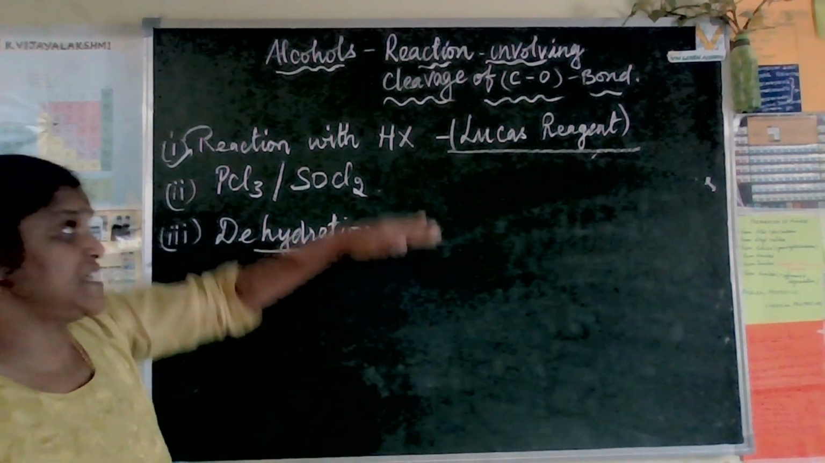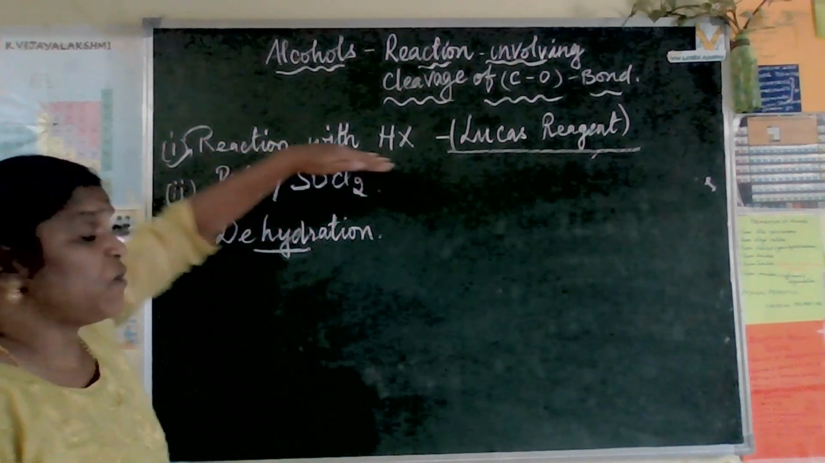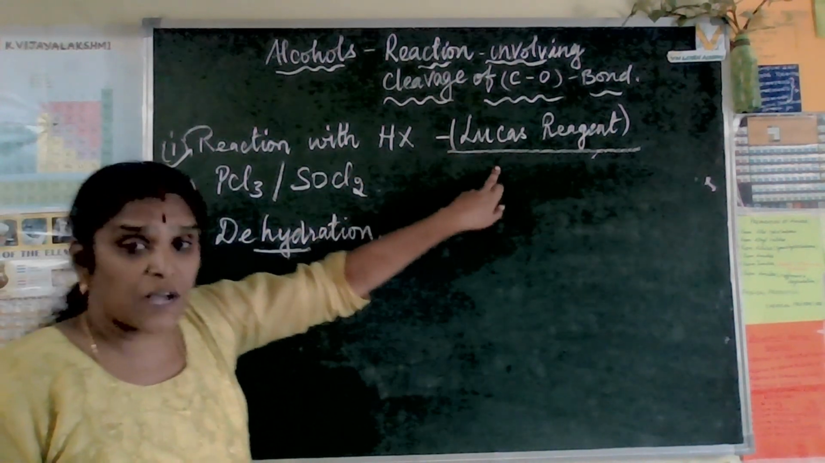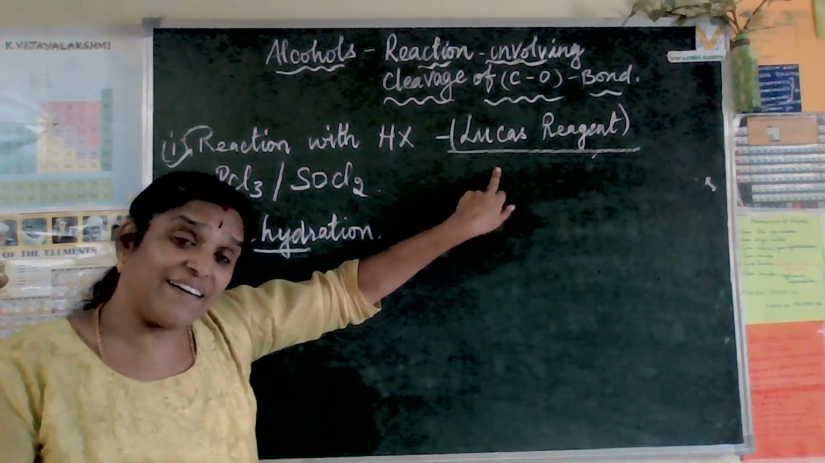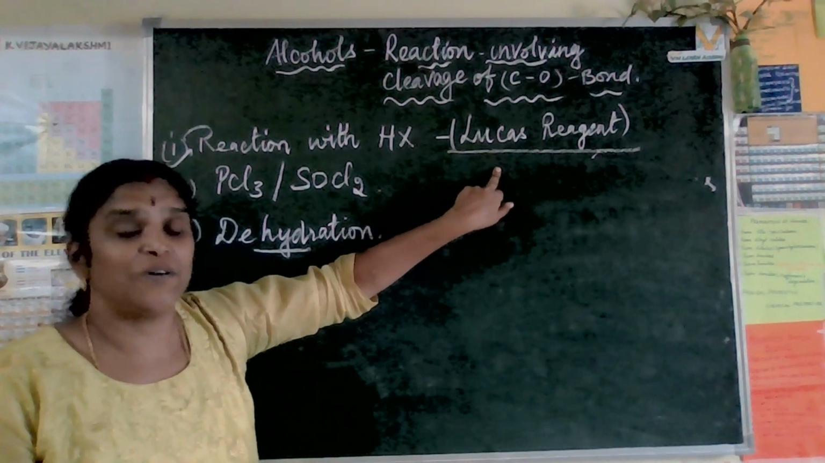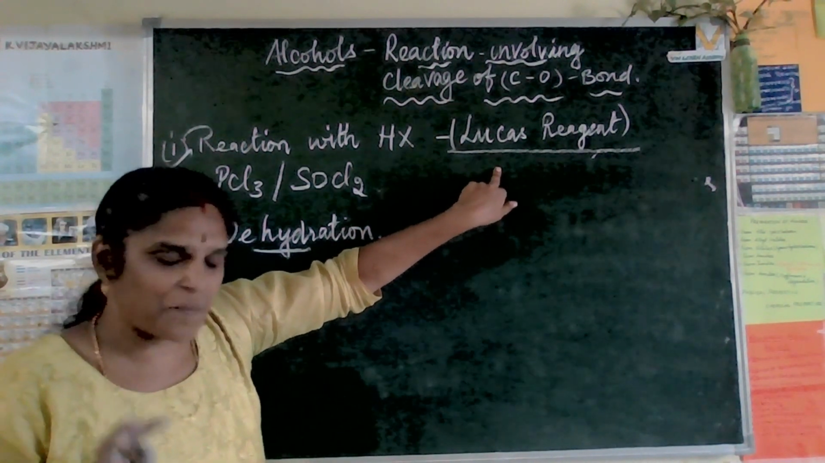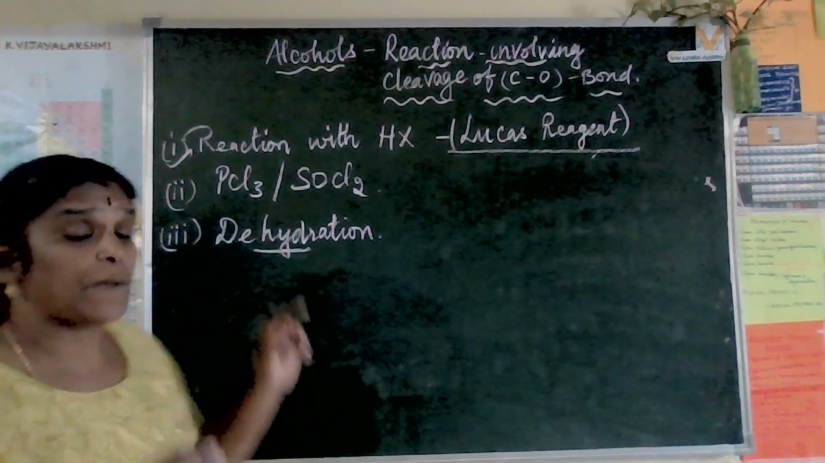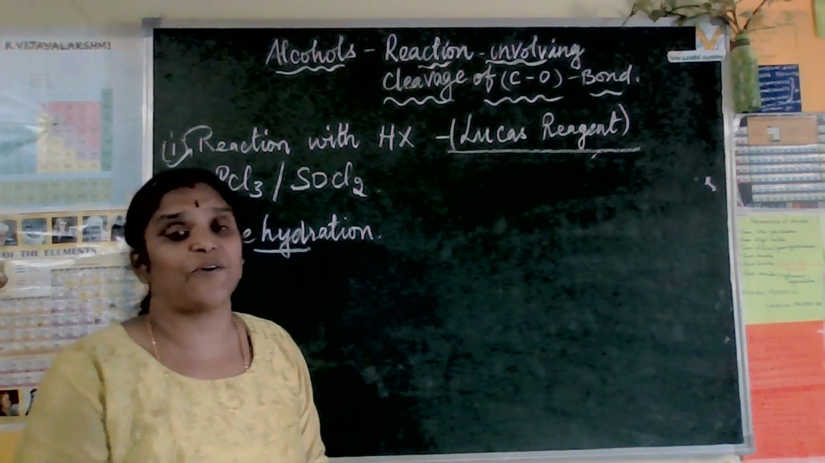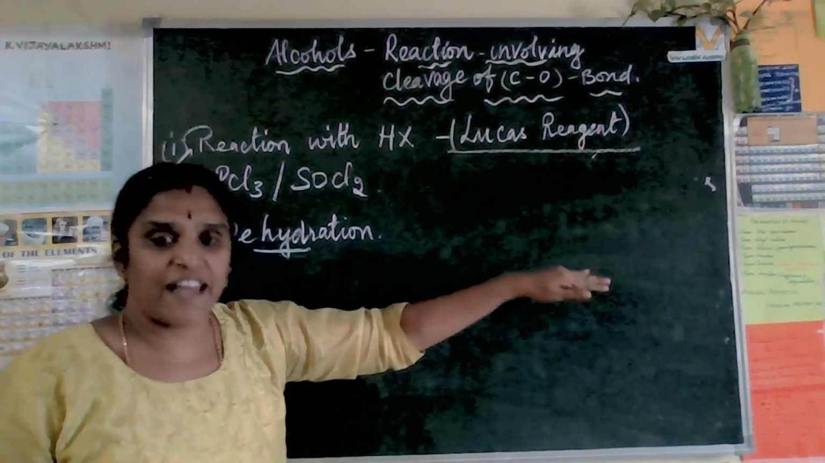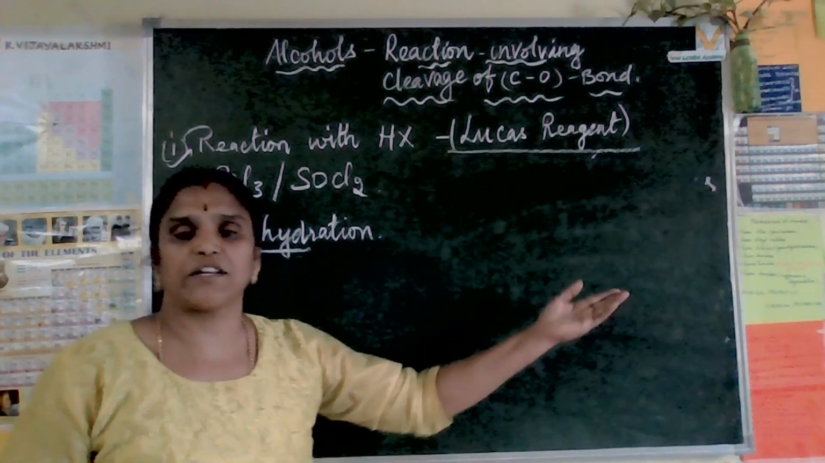Okay, in that session, reaction involving hydrogen halide, that is Lucas reagent, you are learning in practicals also. So that point also I would like to mention here. And the second one, phosphorus trihalide and thionyl chloride. If it reacts with alcohol, what is the product?